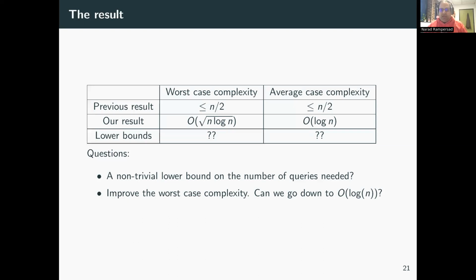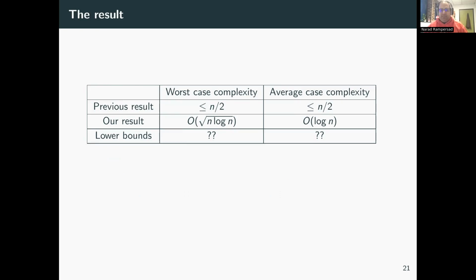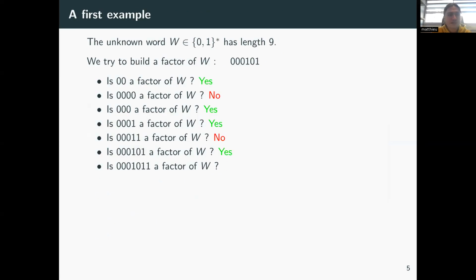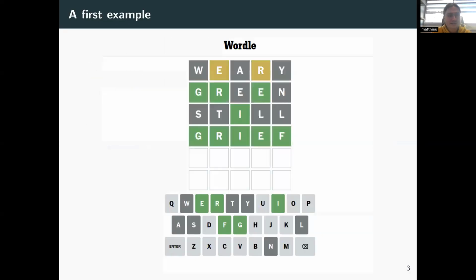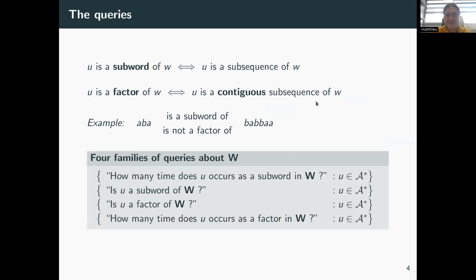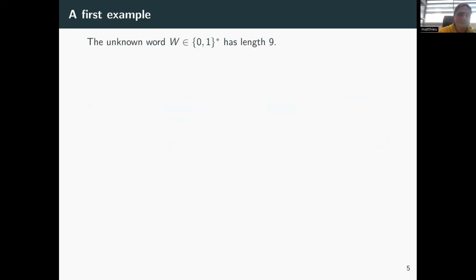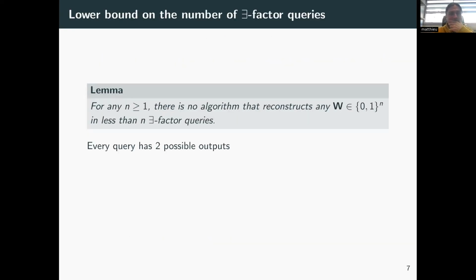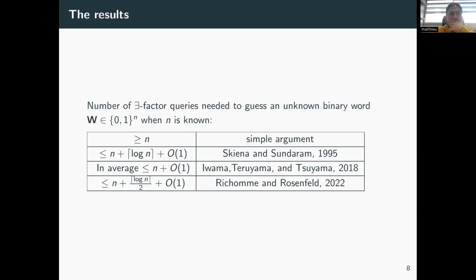There's a question in the chat. Can I see, for the factor queries, what happens if the alphabet has K symbols? Yeah, so I didn't mention it because we did nothing on this, but let me just go back for everybody. So this is the last case that I mentioned there. For the factor case, I didn't mention it either. I don't remember actually. This is a good question.